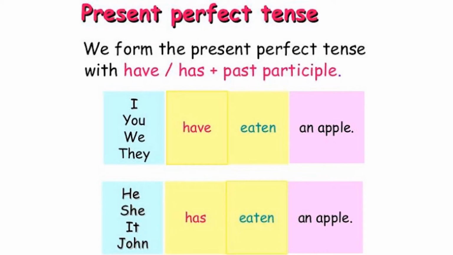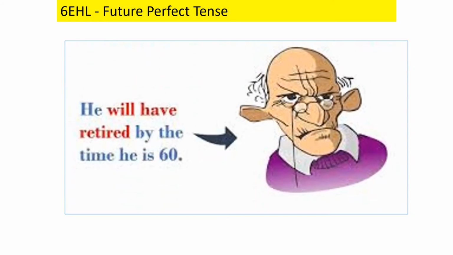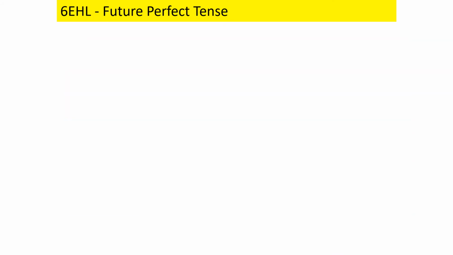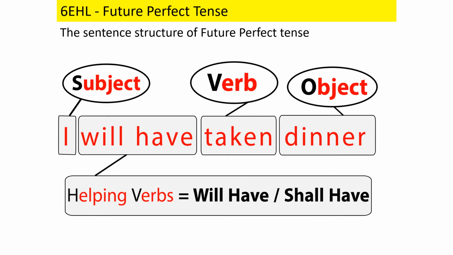So just to review the present perfect form, right? It is either have plus past participle, or it is has plus past participle. I have eaten, she has eaten. Okay. For future perfect, right? We said he will have retired by the format looks like this. Will have and your past participle.